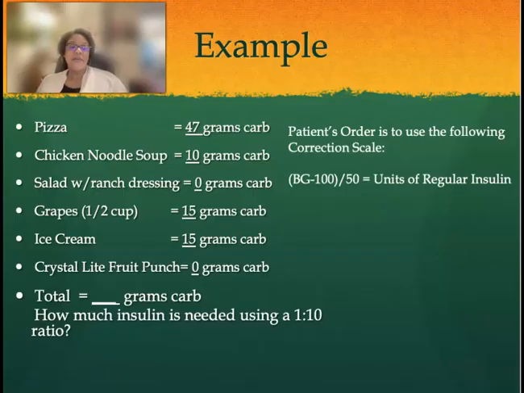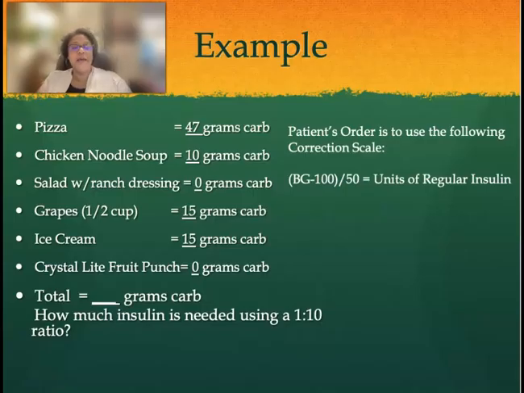So let's just say the blood glucose for the child pre-meal was 212. All right. And so you're going to plug this into your correction formula. So it's 212 minus 100 divided by 50, and you get 2.24. All right. So that's going to be 2.2 units.